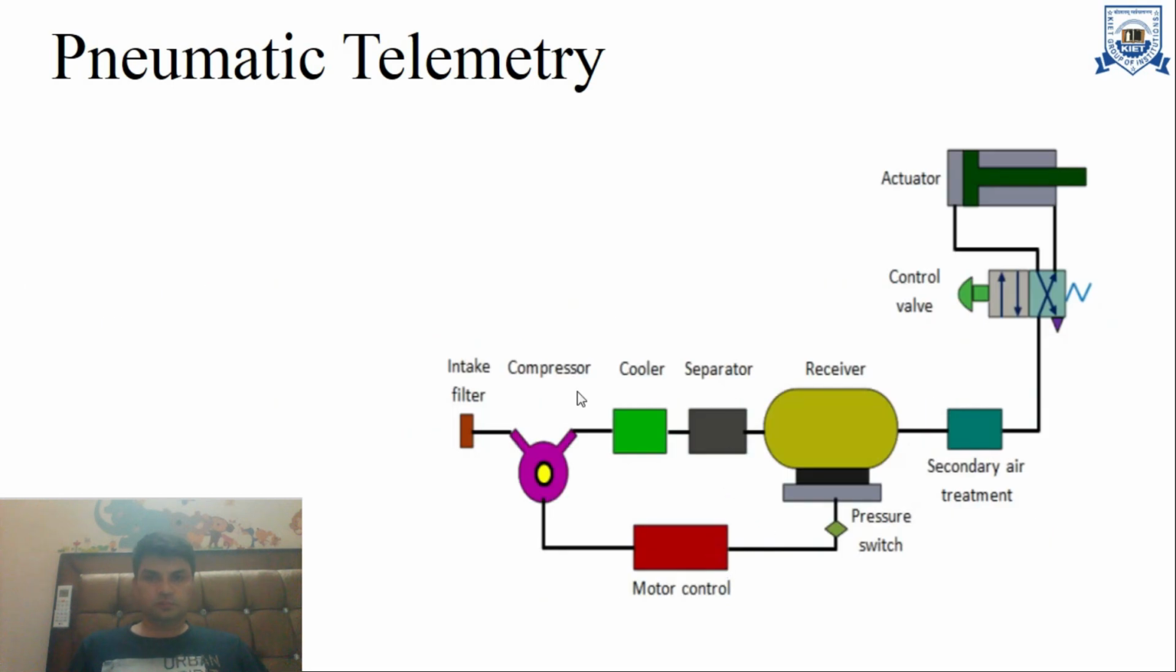Here is the SCADA diagram of the pneumatic telemetry system, which I discussed in the block diagram. Here is the filter, then compressor, cooler, separator. Here is the receiver. This is the pressure switch which controls the motor. Here is the secondary air treatment. This is my control valve, and this is my actual process actuator.